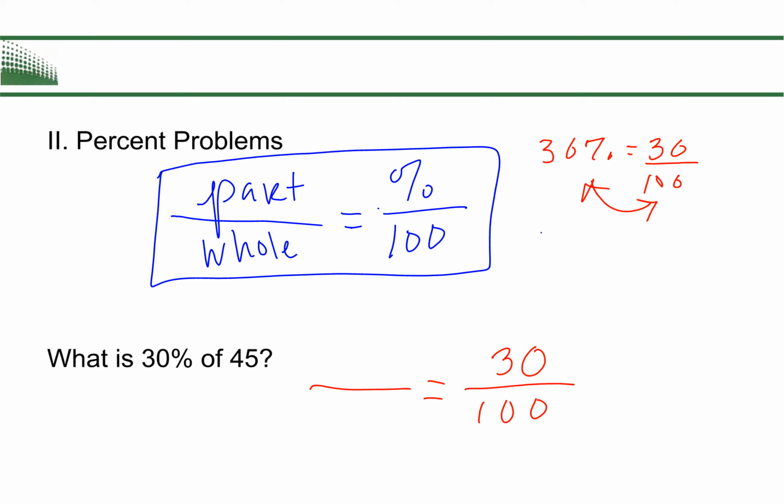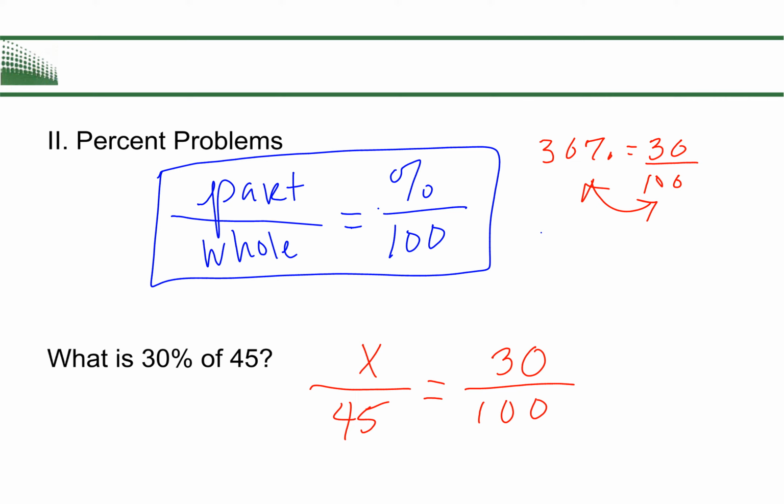What is 30% of 45? That means we're looking for the 30% part of a big number, 45. Since I've filled in every blank I know and only have one left, I'm going to put an X there to represent what I'm looking for. In this case, I'm looking for the part of 45. Now that I have it set up, I'm going to solve it.